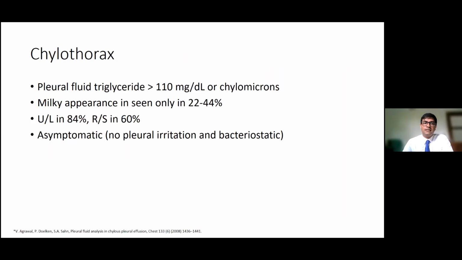Chylothorax is defined as presence of pleural fluid triglyceride more than 110 milligram per deciliter, or presence of chylomicrons. The milky appearance is only seen in 22 to 44% of cases. They are usually unilateral and right-sided. They are mainly asymptomatic because this chyle does not cause pleural irritation, and it has bacteriostatic activity which prevents organisms from secondarily infecting the pleural fluid.